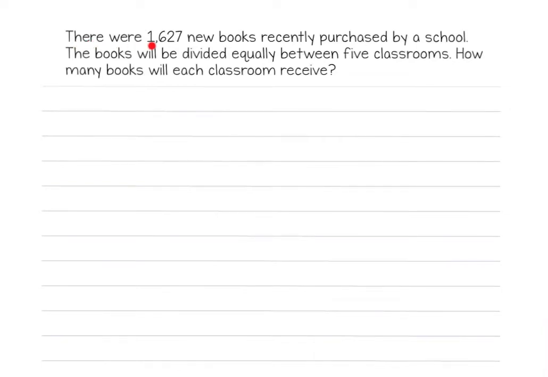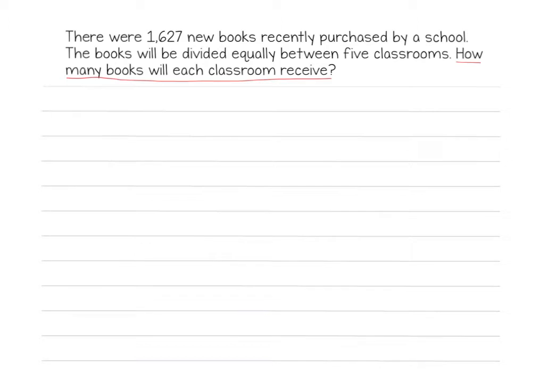There were 1,627 new books recently purchased by a school. The books will be divided equally between 5 classrooms. How many books will each classroom receive? We underline the question, how many books will each classroom receive? And we highlight the important information.